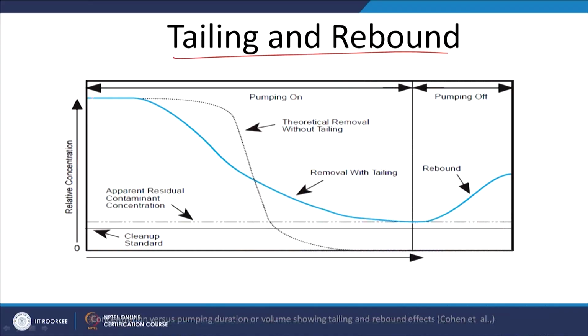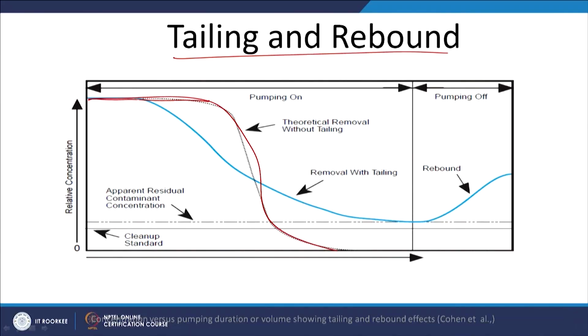Again, we did look at this particular case earlier, tailing and rebound. As we know, the theoretical case would be this, as in if it's only in the dissolved phase, I'll be done with removing the contaminant when I pump out that contaminant plume. So that's why I see that the concentration of the compound that's being pumped out is relatively constant, and once all the plume is pumped out, a sharp fall, and then what would you expect?